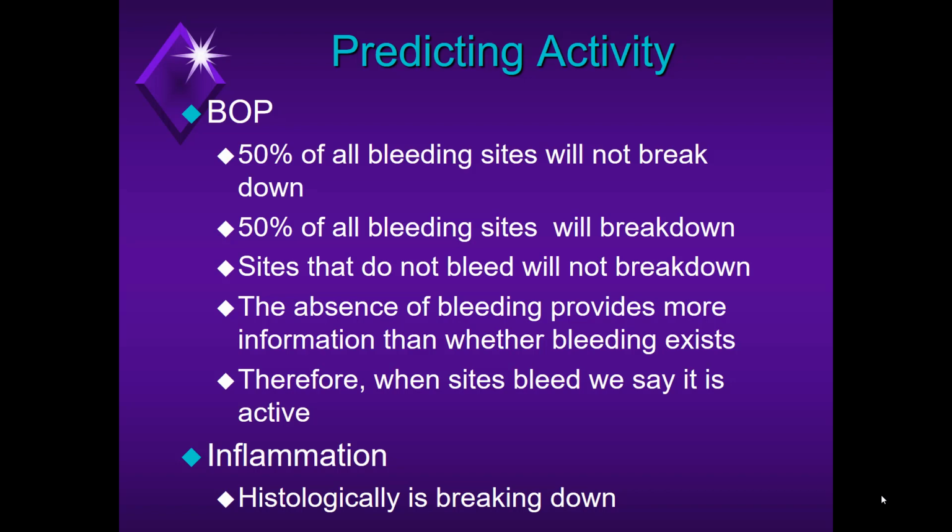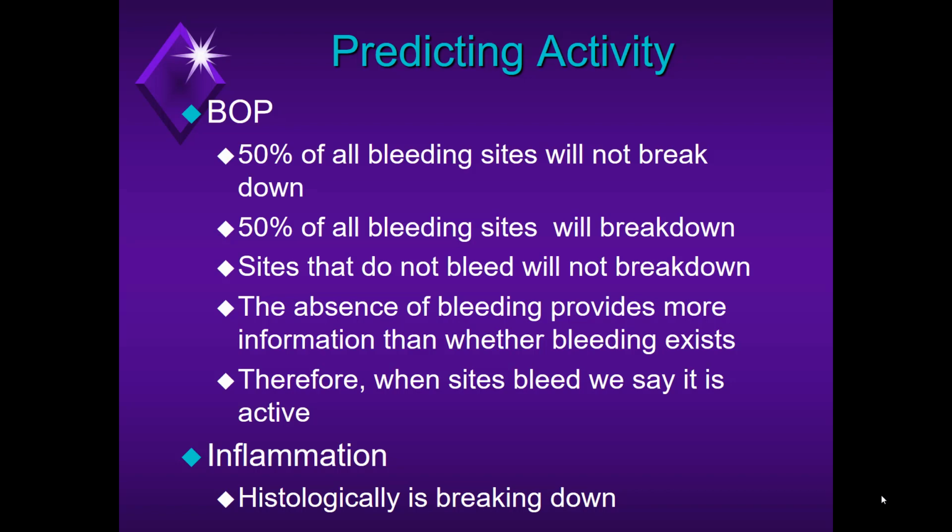And 50% of the time, bleeding sites will break down. So what that means is we're not sure. And it also means that if a patient isn't bleeding, we know that they won't break down. So the absence of bleeding is a great predictor. So when we see bleeding sites, we say that that's active perio, and we're mindful that we're going to be wrong sometimes when we make that educated guess.